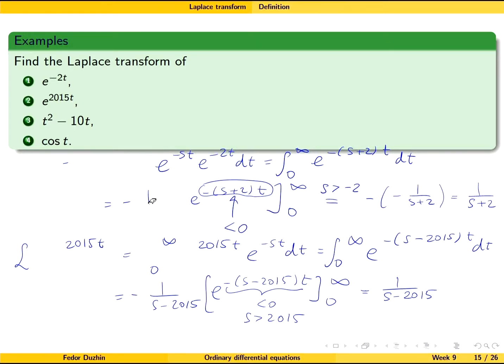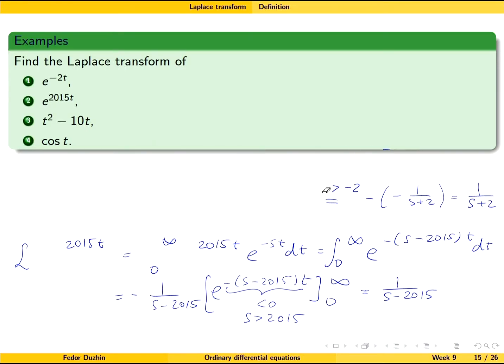So let me do the next thing. The next one is going to be a little bit more complicated, but I'm going to cheat. I'm going to do the integration using Wolfram Alpha. I have actually prepared it in advance, so I'm not going to even refer to Wolfram Alpha explicitly. But so, what is the Laplace transform of t squared minus 10t?